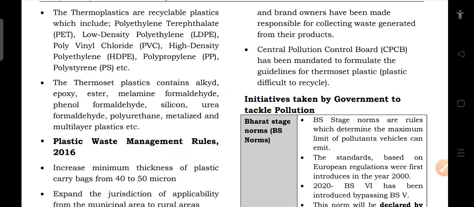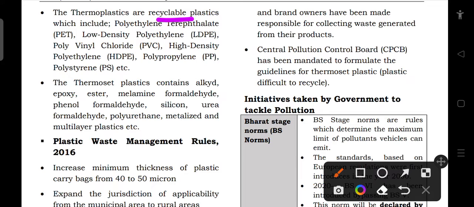But they are the recyclable plastic also. Thermoplastics, though they constitute much of the waste, are recyclable, like PET (polyethylene terephthalate), low density polyethylene, PVC, HDPE (high density polyethylene), PP, and polystyrene. Whereas thermoset plastic contains alkyd, epoxy, ester, melamine formaldehyde, phenol formaldehyde, silicon, urea formaldehyde, polyurethane, metallized and multi-layer plastic, all these things.